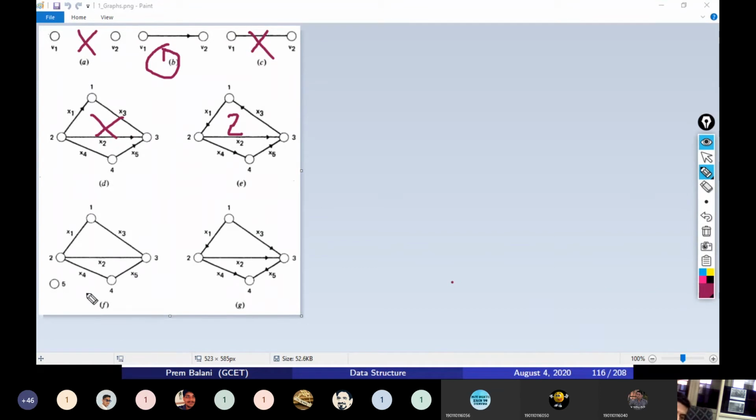Here no edges have a direction, so this is also not a directed graph. And here, yes, it is the third, because every edge has a direction. So there are 3 directed graphs out of these 7 graphs. So this was the answer in the quiz. Right? So let's go ahead.